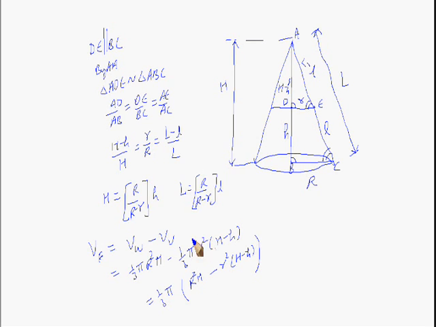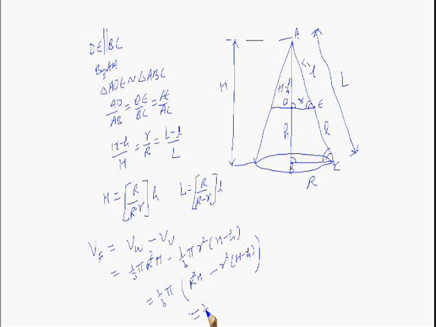Now, putting the values, as in the frustum we know the values of small r, small h, capital R and small l. So we try to convert the capital H into the form of small h.